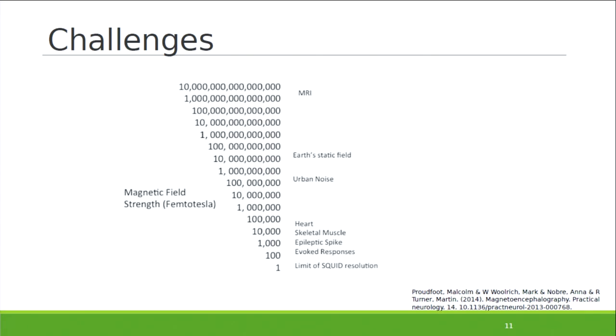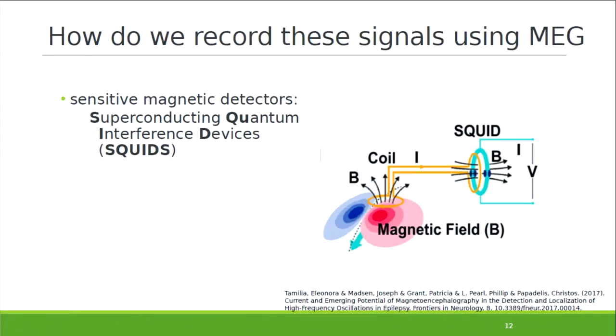Now, the main challenge in recording these measurements from the brain and MEG is that the signal that the brain produces is really small. We can see here that a typical evoked response from the brain is around 100 femtotesla, and there are even larger signals coming from the heart or muscles. Then we have a lot of noise in the environment. The Earth's static field is huge compared to this response, and as a comparison, a typical MRI uses signals in the range of Teslas. So we have to measure this tiny signal that the brain produces.